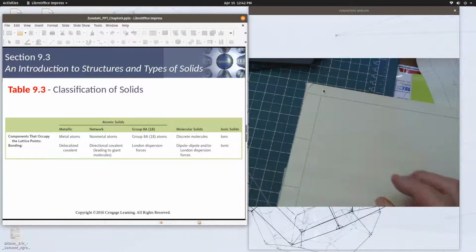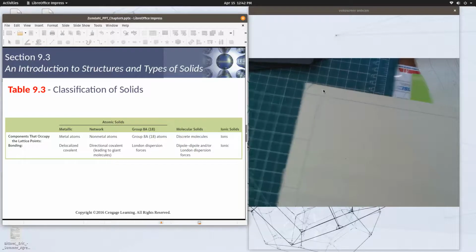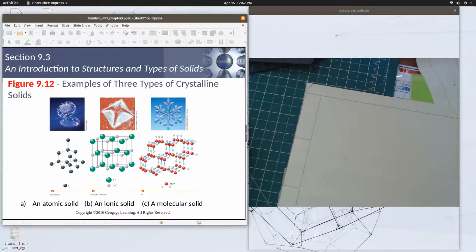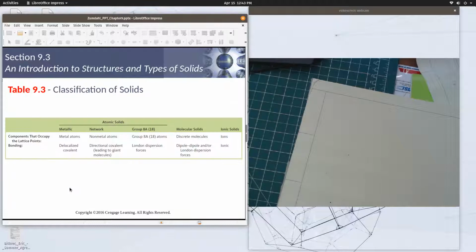In a network system, like for example diamond, I have directional covalent bonds, leading to basically giant molecules. So you could almost imagine a diamond as being one gigantic molecule. I can't really stop building this thing. It just keeps going as one gigantic full-on molecule. Here's a little cluster of a diamond, but I could continue building this diamond molecule out as far as I want. So it's almost like a network solid is one gigantic micro-sized molecule.